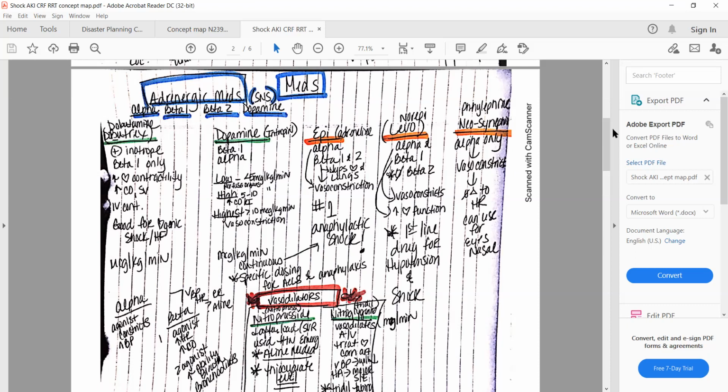Levophed, norepinephrine. What does it do? Where does it work? Alpha and beta 1. So it's not going to help your lungs, so don't go running with norepinephrine in anaphylactic shock. It increases contractility and heart rate, and it vasoconstricts. It's our first line drug for shock in general. If I talk about hypovolemic shock and septic shock, you're going to say Levophed, right? First line vasopressor for both.